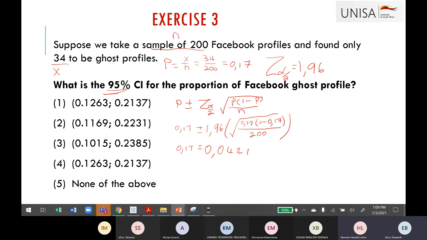Did I catch it right? 0.0521. Yes. Okay, so let's split it. On the lower limit, 0.17 minus 0.0521, and on the upper limit, 0.17 plus 0.0521. What is the answer that we get? 0.1179. And on the upper limit? 0.2221. Yes. Okay.